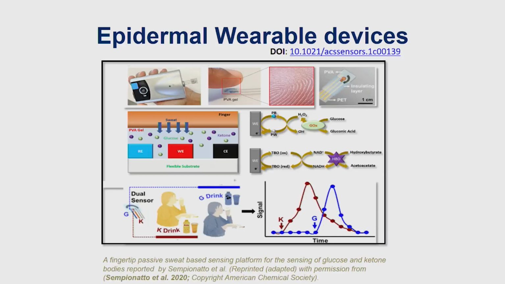This work came last year in 2020. This is a sensing platform, which is again a fingertip passive sweat treatment. So similar to a capillary blood, you're taking a small drop of blood from your fingertip, and you're basically transferring that onto what looks like a screen printed electrode, the one which shows the scale bar of 1 centimeter. You're using that to look at different types of biomarkers here. You're looking at glucose and ketone bodies.